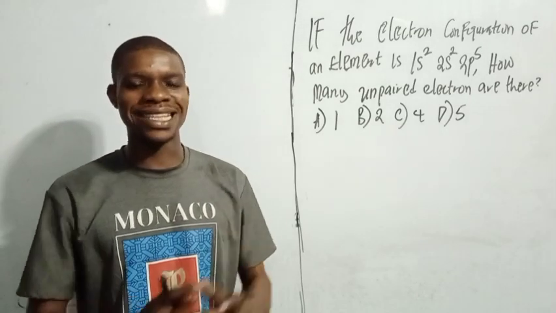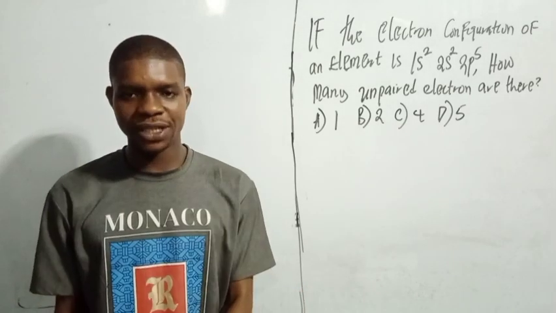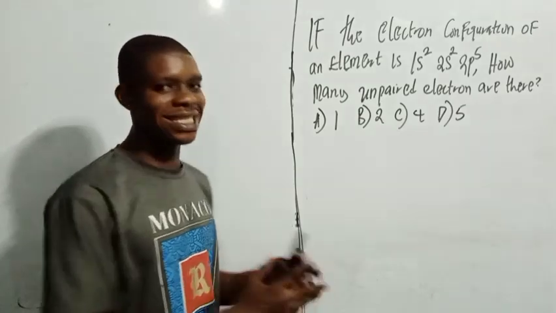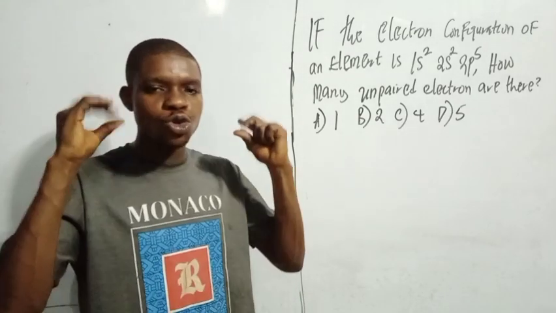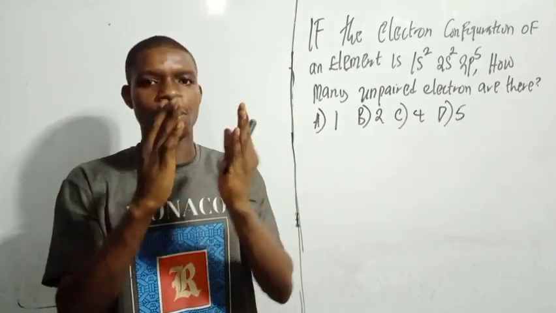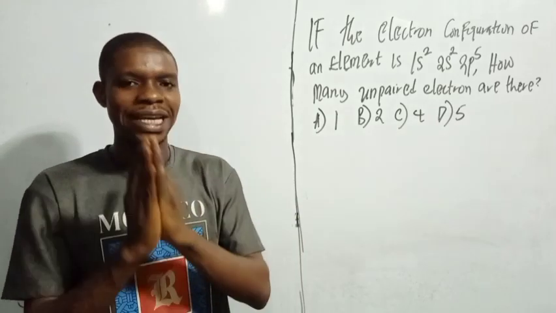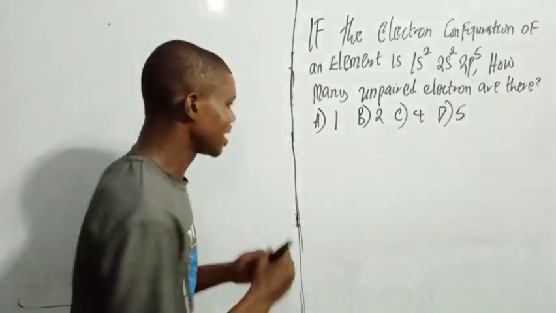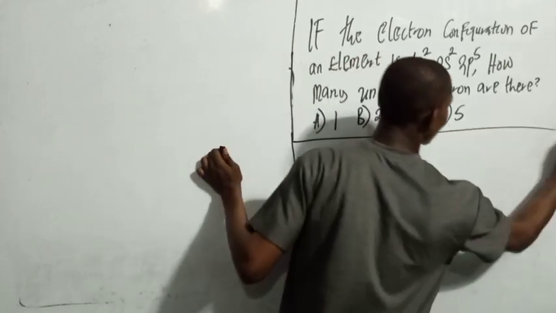So I'm going to show you a simple trick or technique you can use in writing electronic configuration. You don't need to cram stuff. I'm going to show you a single pattern you can use in doing that. So make sure you follow me closely. In order to do that, I'll teach something here.